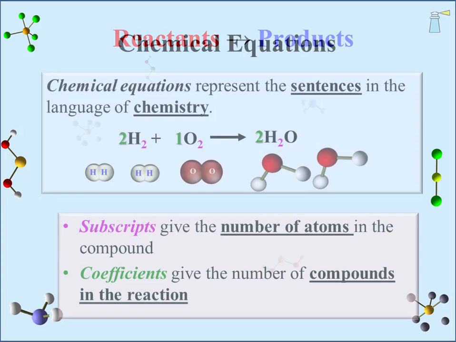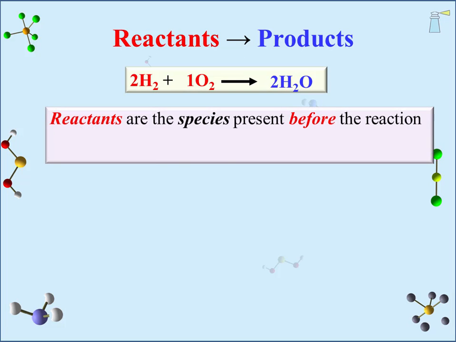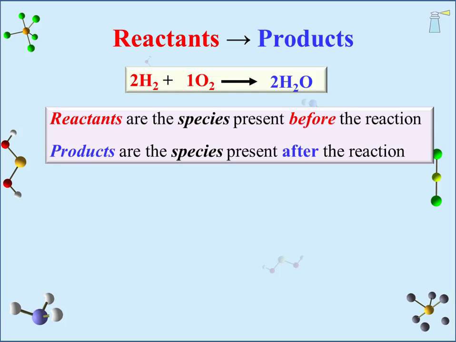As for the terminology, there is reactants and products. Reactants are the species present before the reaction. Products are the species present after the reaction. The term species is an inclusive one when used in chemistry. It is a general term for any chemical, be it a compound or be it an element.